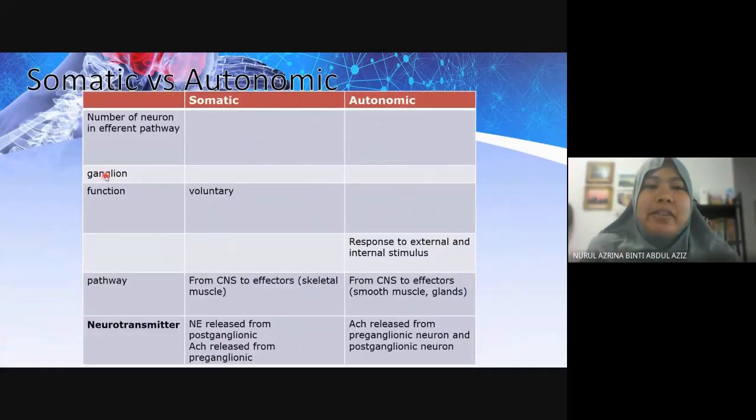Okay, so I have a task to give you. Do you have this table in your module? No. Oh, tak ada. Okay, so please screenshot this one. So I want you to complete this particular table. Okay. So ini adalah the differences between somatic and autonomic pathway.